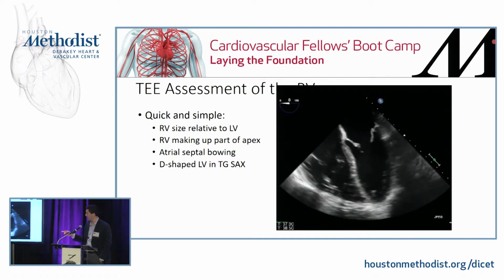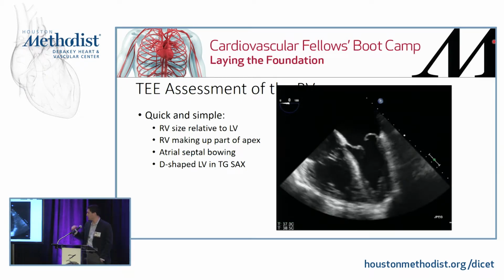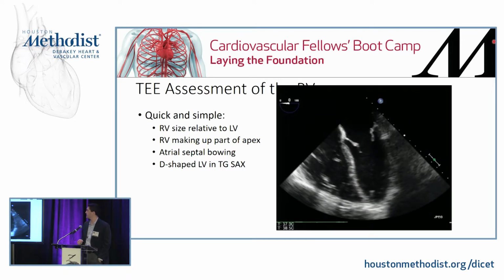You can also pick up the second point here, that the RV is starting to make part of the apex of the heart. The RV should only come down to about 2/3 the way of the interventricular septum. And so if it goes all the way down, makes up part of the apex, again, you probably have some RV dilation, or you definitely have RV dilation with dysfunction.